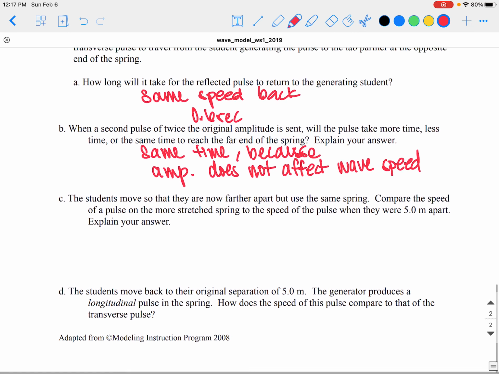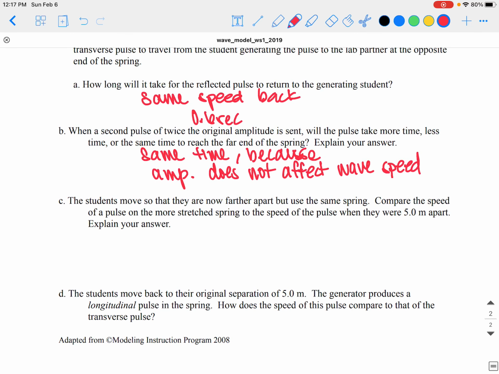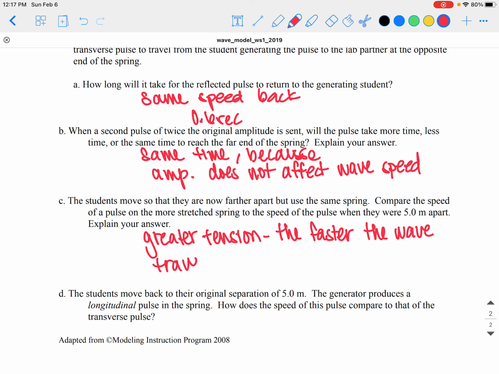Now the student moves so that they are now further apart but use the same spring. Compare the speed of a pulse on a more stretched spring to the speed of a pulse when they are 5 meters apart. So we learned this in our lab, that the greater the tension, the faster the wave travels. So in this case, it's going to have a higher speed.